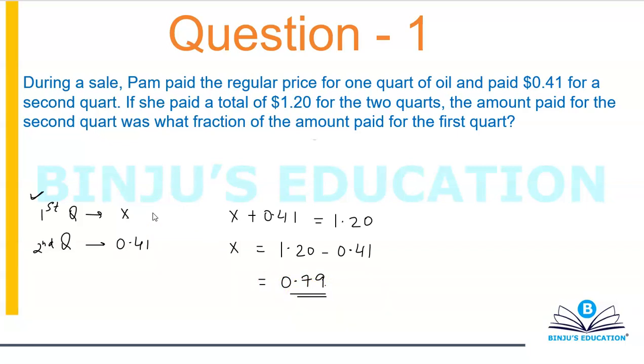The amount paid for the second quart was what fraction of the amount paid for the first quart? So for the second quart what she paid was 0.41, and for the first one what she paid was 0.79. So you can say your answer is simply 41 by 79. And that is all that you had to do in this question.